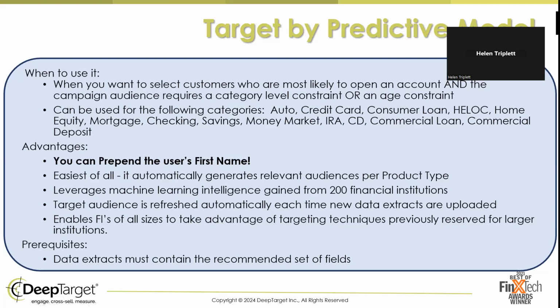You don't have to build a rule. You don't have to do anything. It's almost like set it and go. You're ready to go. The only caveat is that your data extracts must contain the recommended data set of fields. Most of you have that. If some of these categories are not there when you go to create your predictive campaign, it could be because your data does not have all the fields that it needs to use that type of account. If you have any questions about this, please reach out to us at support@deeptarget.com, and we'll walk through it with you and help you set some up.